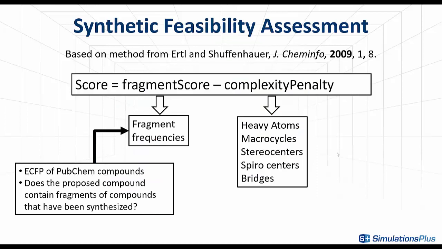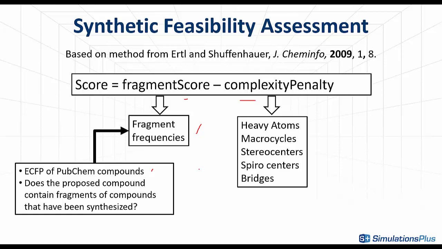This slide discusses our synthetic feasibility assessment. It's based on a journal article from 2009 from Ertl and Schuffenhauer. It basically scores the molecule based on two components, a fragment score and a complexity score. The fragment score is just a measure of the fragment frequencies. So we downloaded a large number of compounds, 1 million compounds from PubChem, and we calculated ECFP fingerprints or keys for each one of the compounds. And then we measured the frequency of those fragments in the data set.